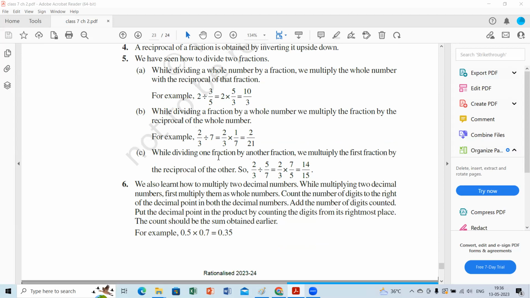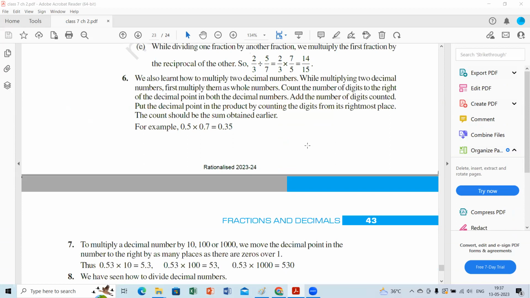C: While dividing one fraction by another fraction, we multiply the first fraction by the reciprocal of the other. So, 2/3 divided by 5/7 is equal to 2/3 into 7/5, which is equal to 14/15.